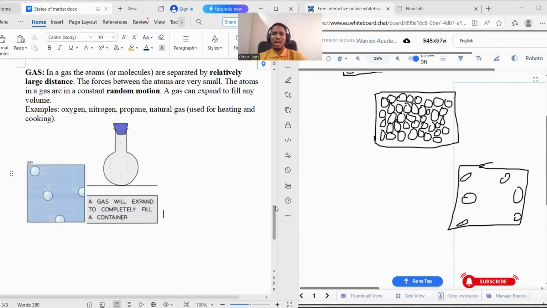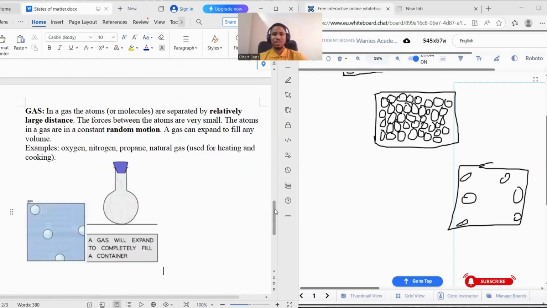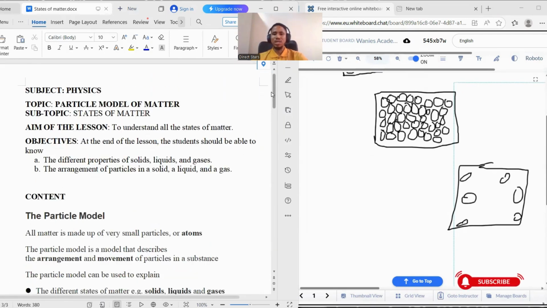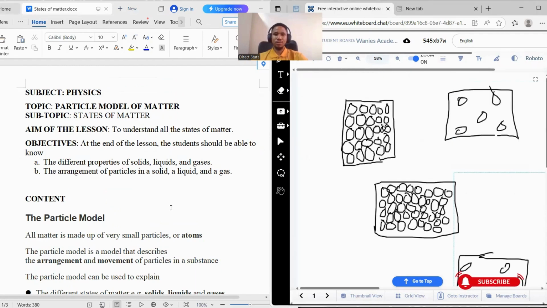So all these are the properties of matter: solid, liquid, and gas. And you can see how their particles behave in the volume of matter. So that'll be the end of today's class. I hope you understand what states of matter is and what matter is itself.